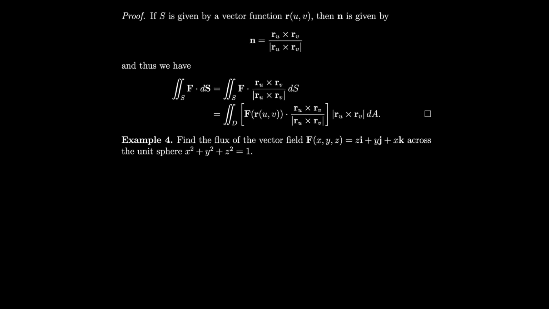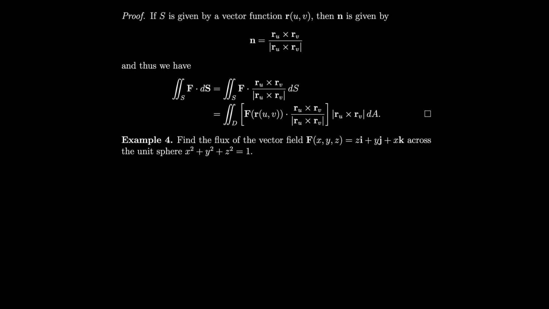If S is given by a vector function r of u, v, then n, our normal vector, is the cross product of r_u and r_v divided by the length of the cross product, because remember it has to be a unit normal. This will definitely be perpendicular to the plane with r_u and r_v in it, because the cross product is perpendicular to both of the vectors that go in. So that's why it'll be a normal vector.